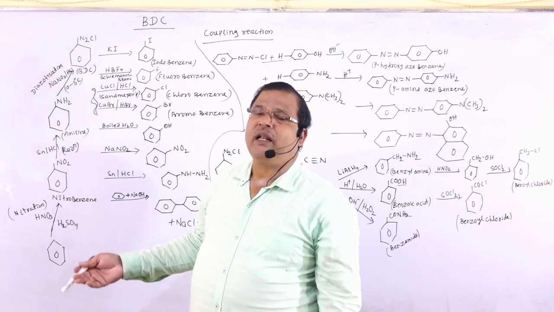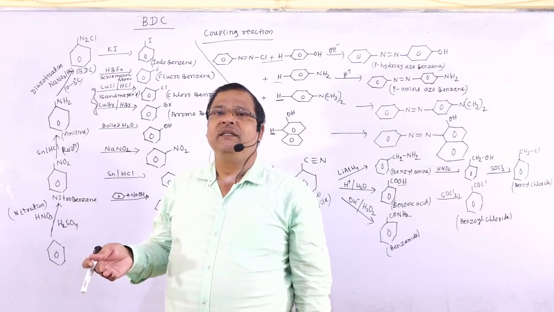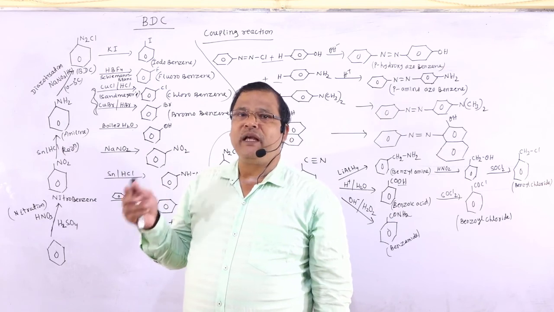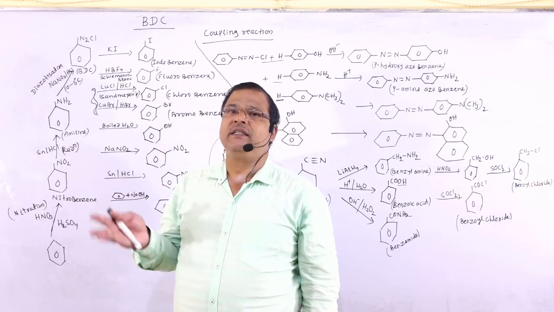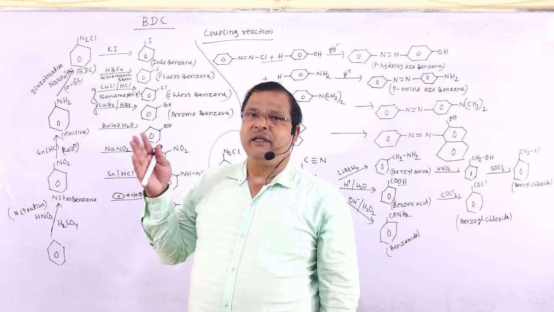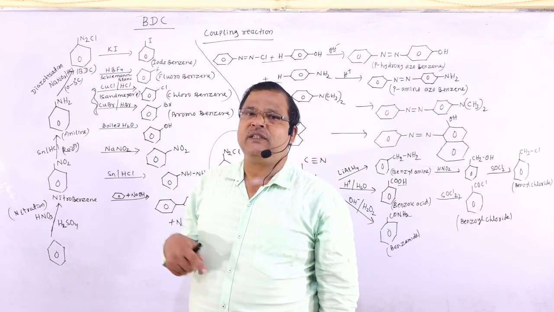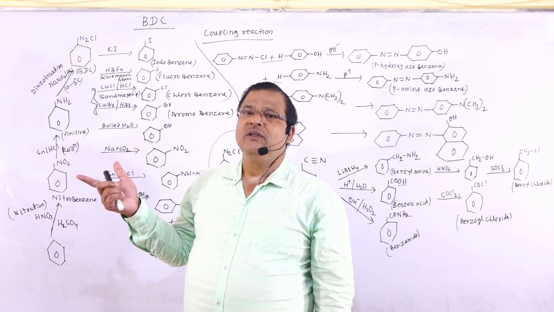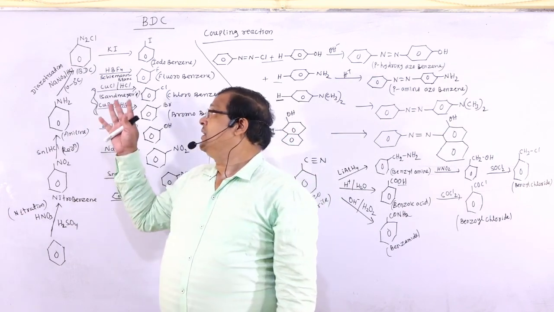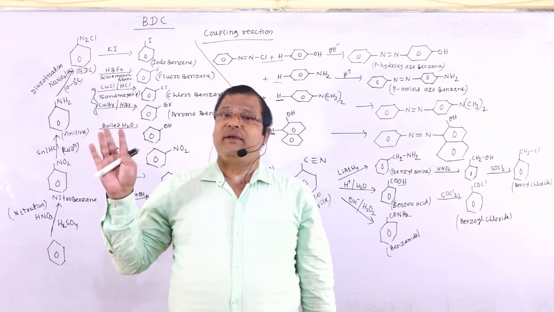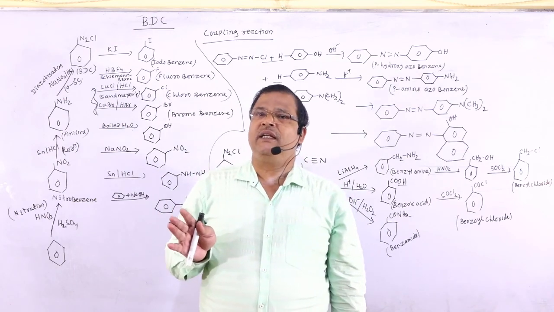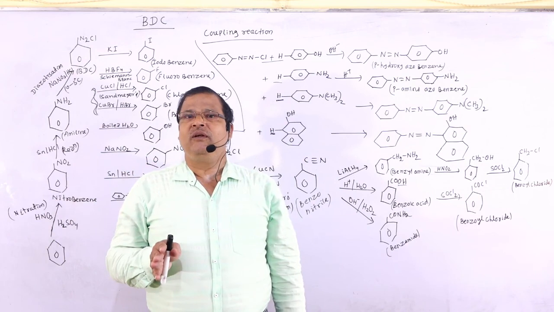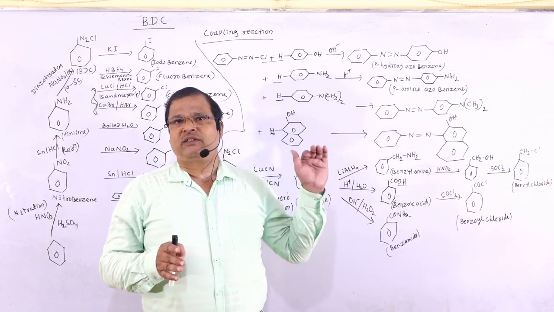How is phenol obtained from BDC? BDC is treated with boiled water. How is p-aminoazobenzene obtained? BDC is treated with aniline. How is para-hydroxyazobenzene obtained? BDC is treated with phenol. So all the different methods, the method of preparation of BDC, its synthetic uses, and how it is helpful during organic conversions. Thank you all.